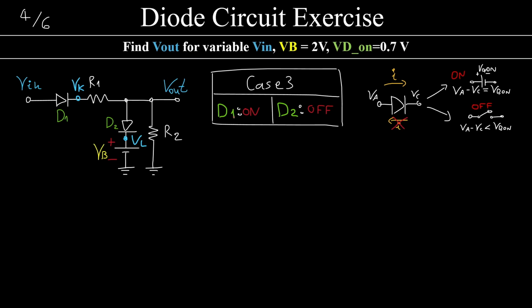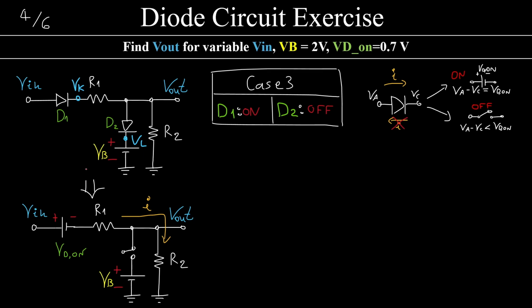In this case, D1 is on and D2 is off, so I'm going to replace only D1 with a battery. D2 is nothing but an open circuit. That would mean that the current has to flow from the input all the way to the ground through here.